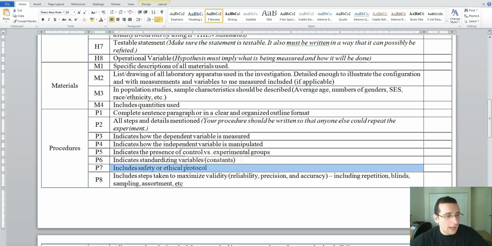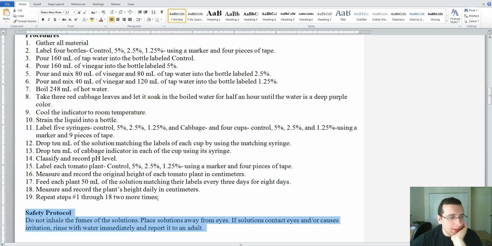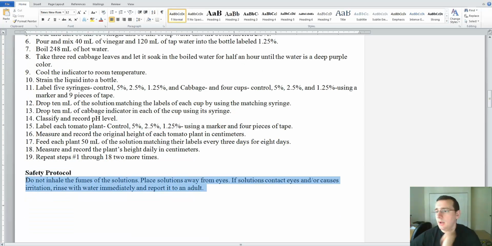Includes safety or ethical protocols. She's playing with acids. She's playing with boiled water and all these things. And so she should be careful about that. And she should also use eye protection when using these devices. I see some things there, but she didn't talk about boiling the water carefully and things like that. And I don't think it's a complete safety protocol. So maybe I would have taken that point off as well.